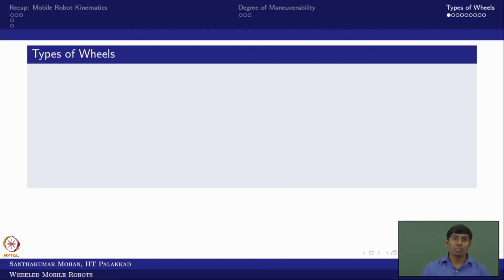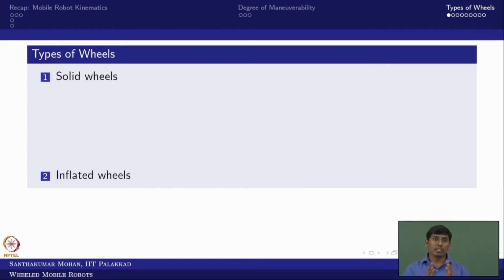So the next subsection is about types of wheel. Although this will be covered in a single slide, we are looking at all the possible wheels here. Generally the wheels fall broadly into two cases. One is the solid wheel, and the other is a wheel with some kind of inflation, in the sense a pneumatic tire, which is a wheel with a tire. We call that the inflated wheel, and the other we call the solid wheel.